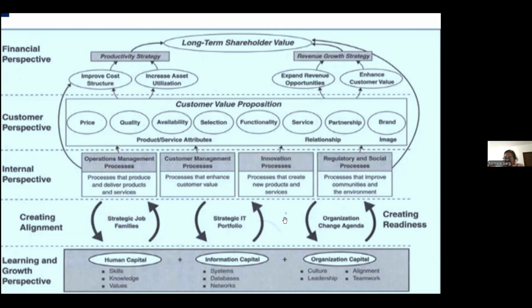I want to ask a question. The functionality, the customer perspective. How do I measure how it's functioning from the customer value?